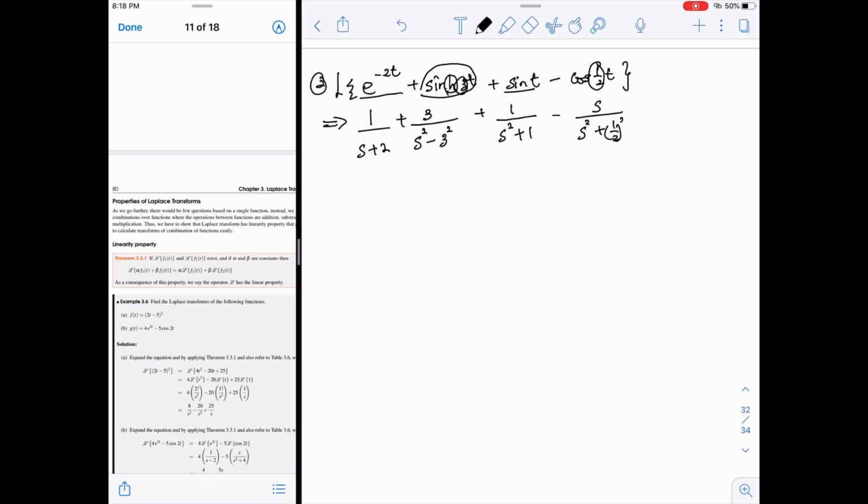And then this one should be squared. So is everything already in the simplest form? This one, yes. This one, and this one. So everything is in the simplest form. So this is the answer that we want to find.